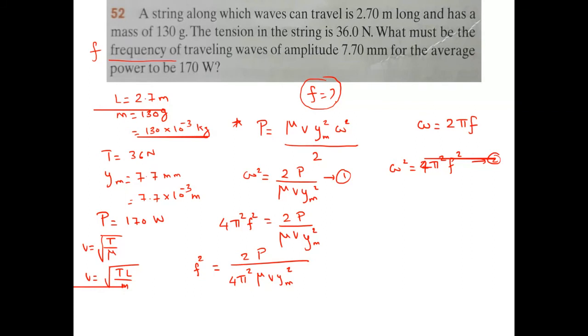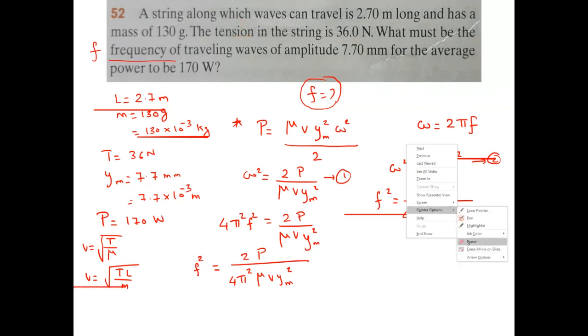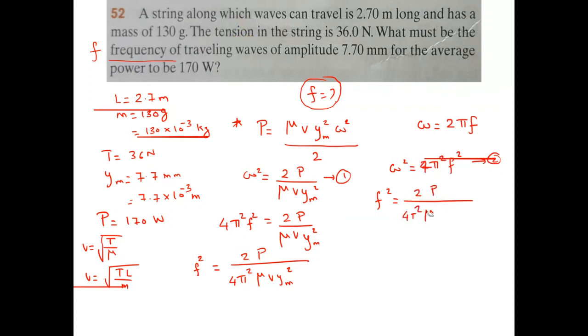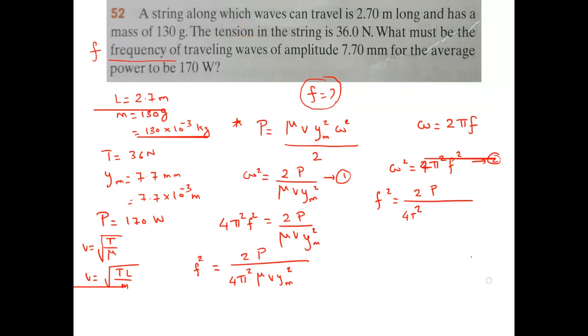Am I right? Yes. So I'm going to substitute here. If you substitute f squared, which is equal to 2P divided by 4 pi squared mu, I can just substitute the formula. What is our formula for mu? Mass over L. So I can directly substitute the formula here. That will be very easy.